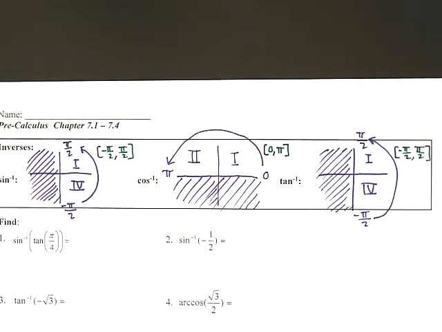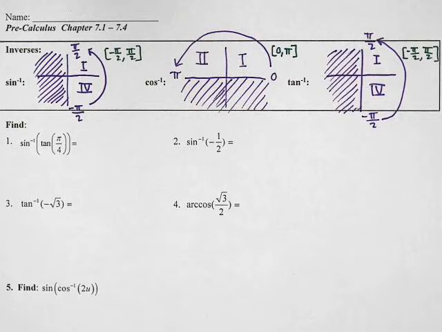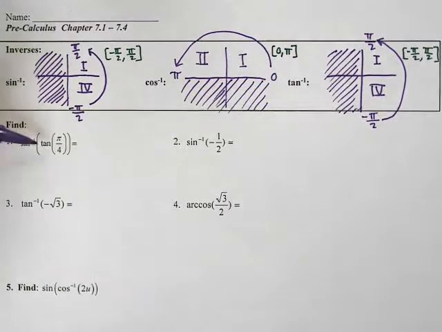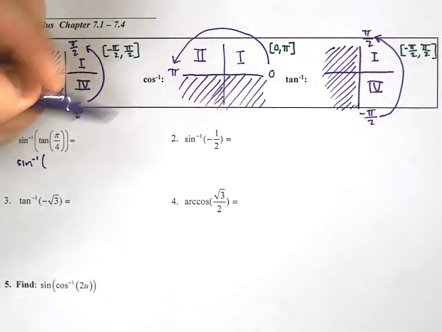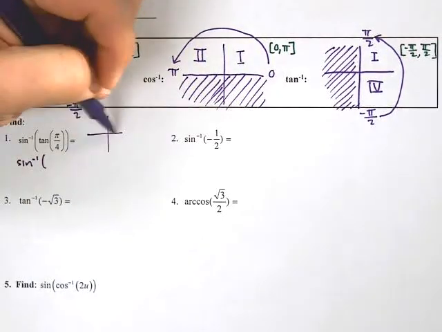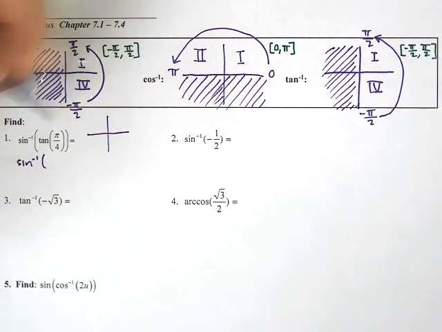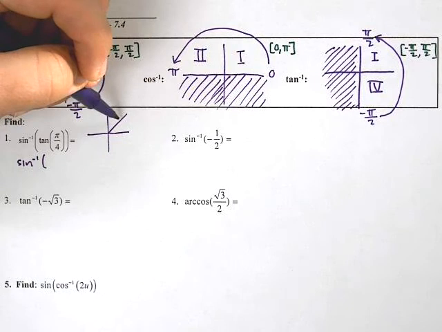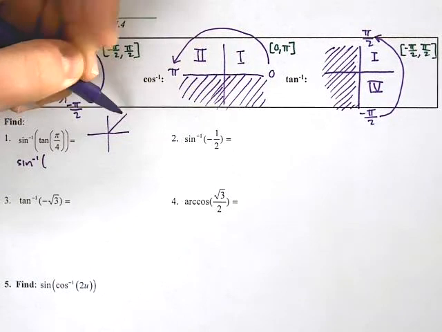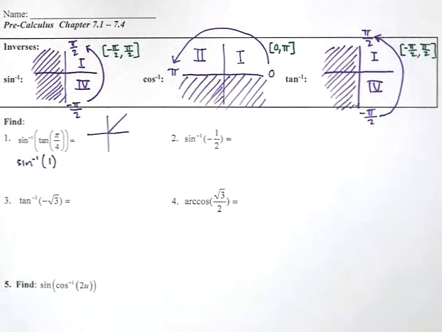Alright, so now let's put this to work. In something like number 1, I see the inverse sine of tangent pi over 4. So this is one of those multiple step problems where we need to first figure out what tangent of pi over 4 is. Well, if my angle is pi over 4 and I want the tangent of it, well, pi over 4 is here. Oh, I know that that's just root 2 over 2 divided by root 2 over 2, or the tangent is 1. Alright? So now I know that I want to find the inverse sine of 1.